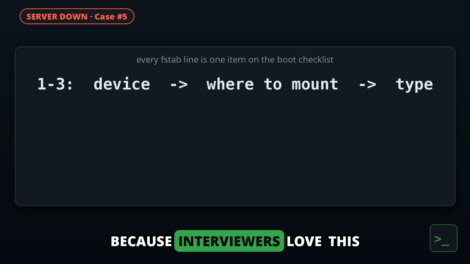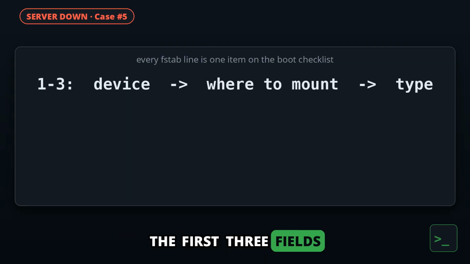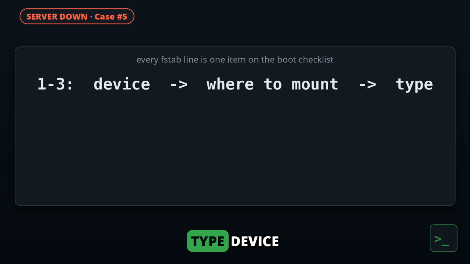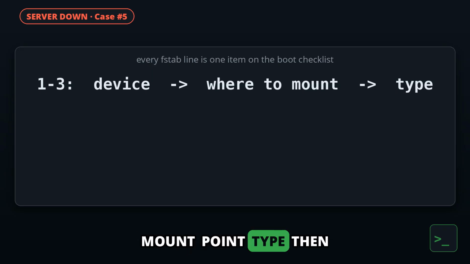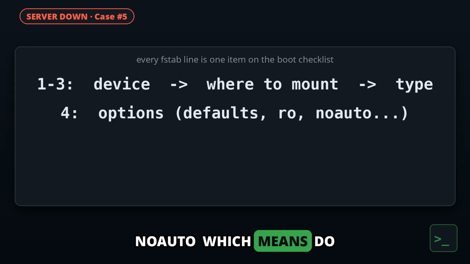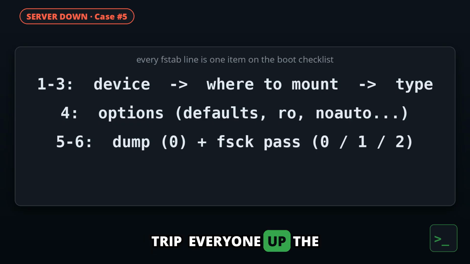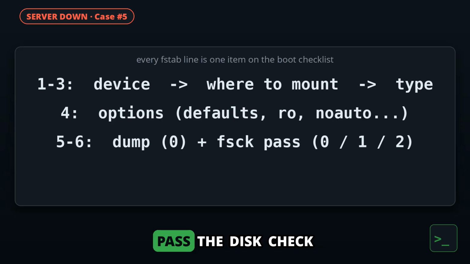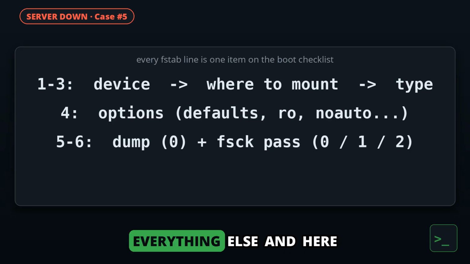Let's decode a line because interviewers love this. The first three fields are simple. What to mount, where to mount it, and the file system type. Device, mount point, type. Then the mount options. Defaults is the normal set. You will also see read-only or noauto, which means do not mount this one automatically at boot. The last two numbers trip everyone up. The first is for an old backup tool, almost always 0. The second is the fsck pass, the disk check order. 0 means skip, 1 is the root disk, 2 is everything else.